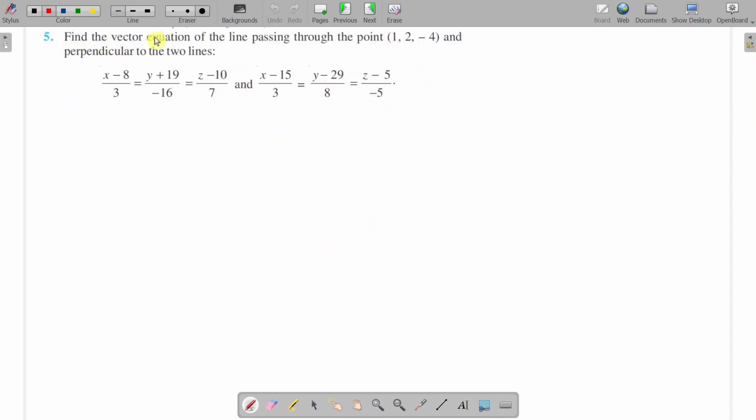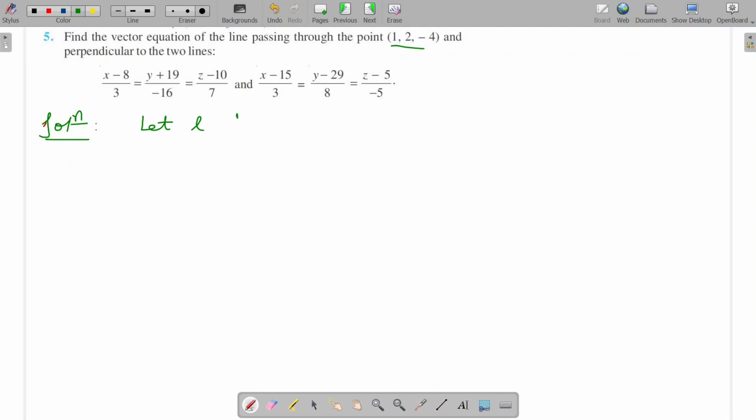Okay, so fifth one, find the vector equation of the line passing through the point 1, 2, minus 4 and perpendicular to the two lines, this, okay, two lines. So solution, what we will do is take what is given first. Okay, so what is given is a line passing through this point and perpendicular to these two lines.